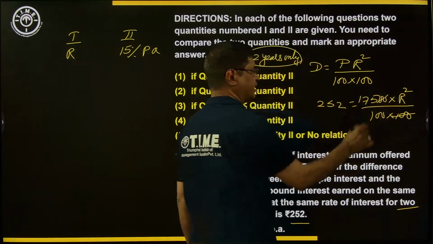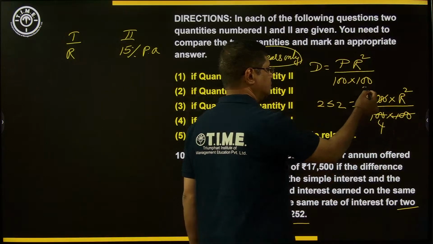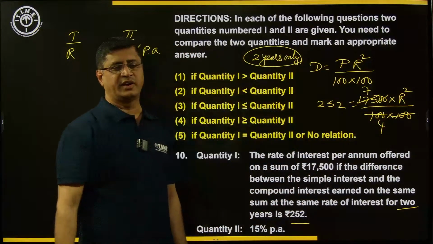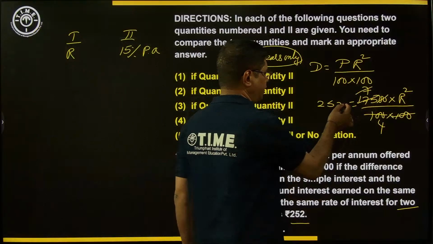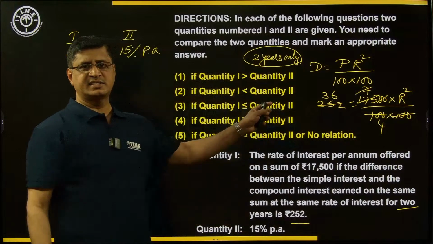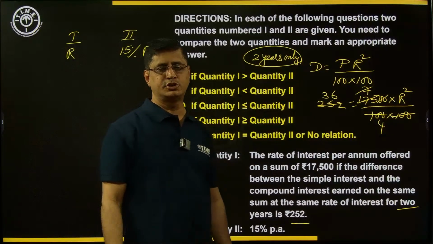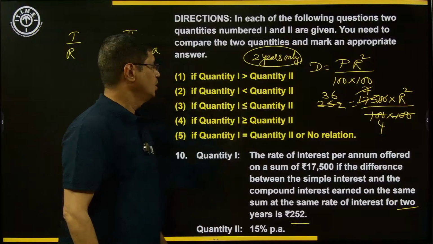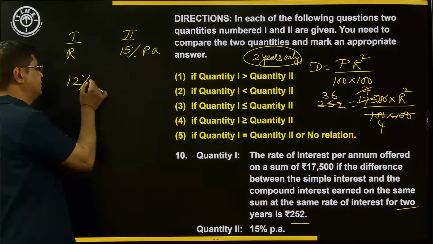So, zeros to 0 we can cancel. 25 here 4 times. 25 in 175, it goes 7 times. What about the 7 here? 7, it goes how many times? 36 times. 36 and 4 are perfect squares. Now R square is equal to 36 into 4, that is 144. The value of R is equal to 12% per annum.